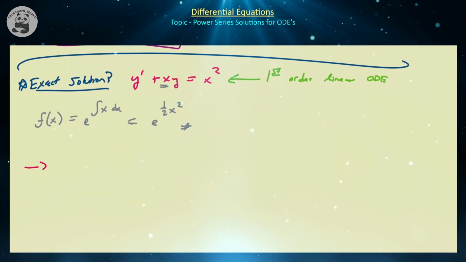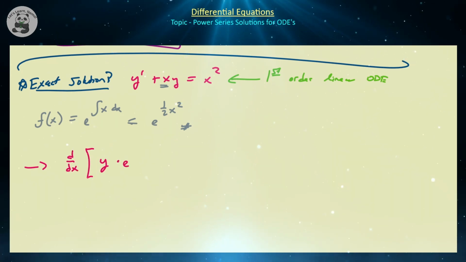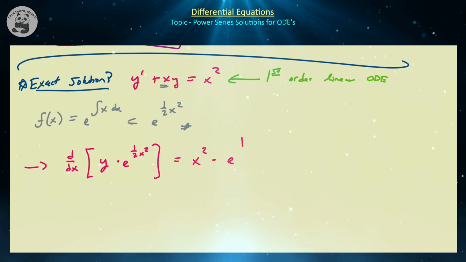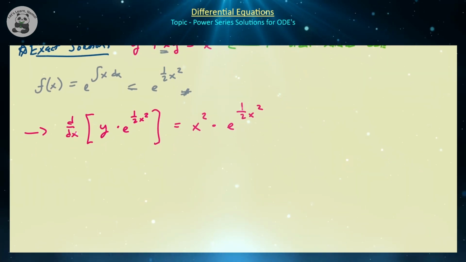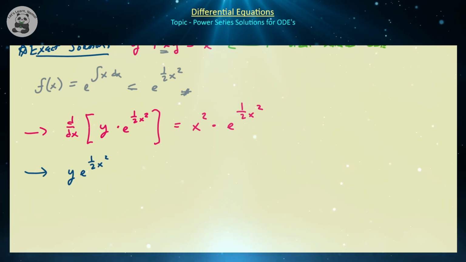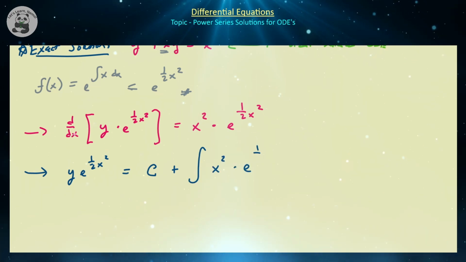Therefore, our differential equation turns into the derivative of y times e to the 1/2 x squared is equal to x squared times e to the 1/2 x squared. And then, since this is a separable differential equation, we have y e to the 1/2 x squared equal to some constant c plus the antiderivative of the function x squared times e to the 1/2 x squared dx.